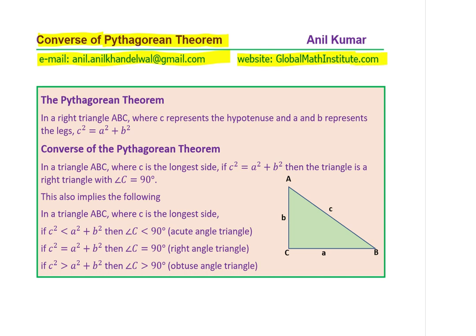Let me begin with the Pythagorean theorem itself, which states that in a triangle ABC, where C represents the hypotenuse and A and B represent the legs, c square equals a square plus b square. So if we take a right angle triangle, in that case, the sum of squares of a and b is equal to c square, right? That is what we're trying to say.